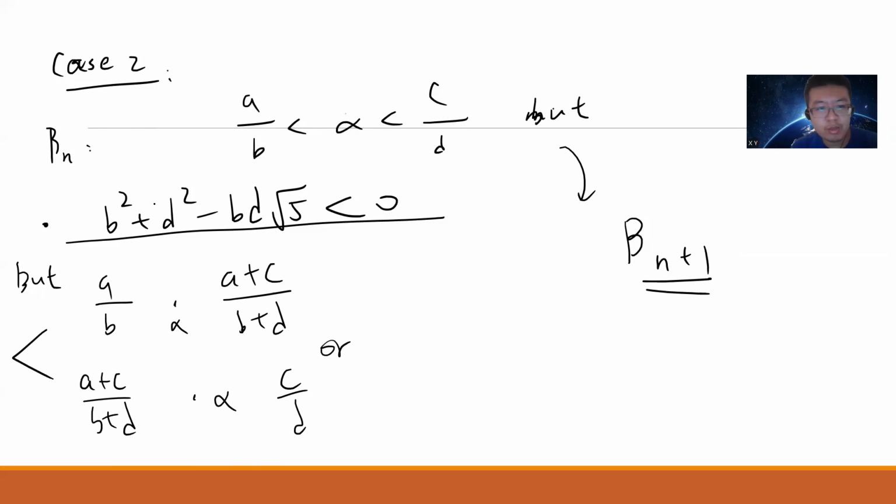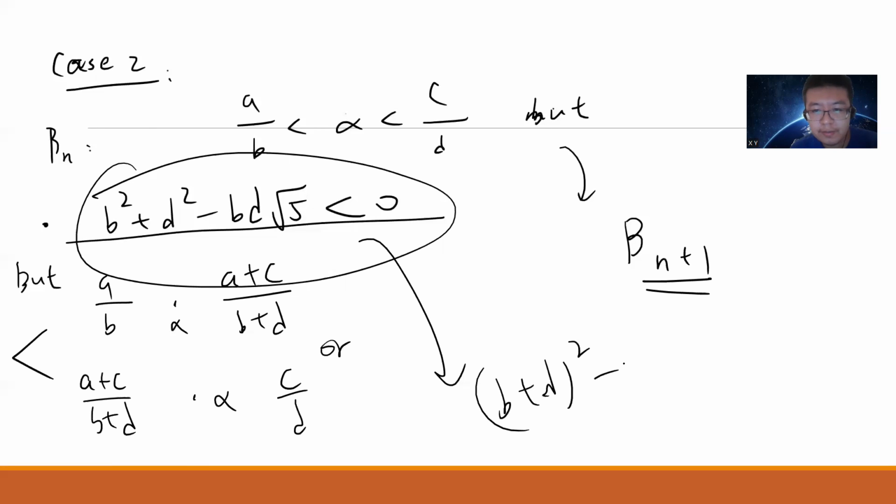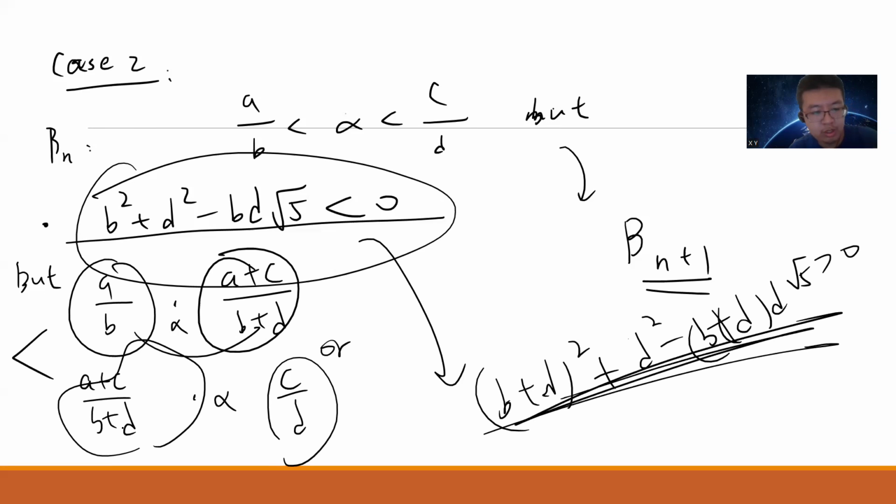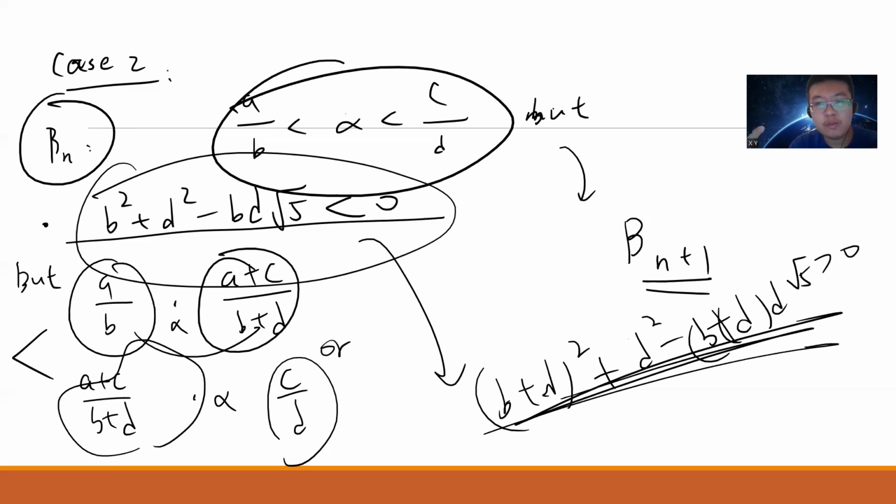But there is Lemma 2. Lemma 2 says that if this is true, then if I add it, this will be greater than 0. That means this one must satisfy the results, must have b² + ..., because we always have (b+d)² + d² − (b+d)d√5 greater than 0. So if you cannot find a solution at the b_n level, then you go to the next level, b_{n+1}, and by Lemma 2 you must find a solution, because now b and b+d, or b+d and d, one of them must satisfy the results. So that means you have proved the following. Basically, we have shown one of them must be true.